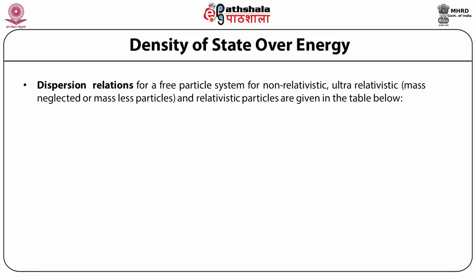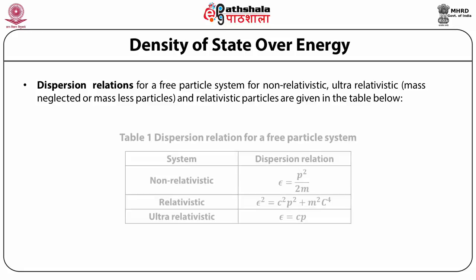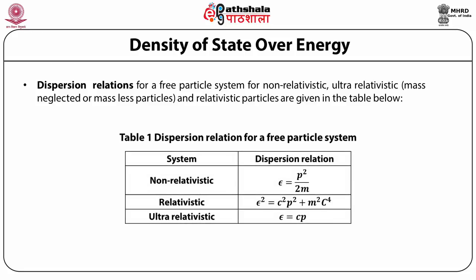Dispersion relations for a free particle system, for non-relativistic, ultra-relativistic (mass neglected or massless) particles and relativistic particles, are given in the table below. For non-relativistic, the dispersion relation is epsilon equal to p squared upon 2m. For relativistic, epsilon squared is equal to c squared p squared plus m squared c to the power 4. And for ultra-relativistic, the dispersion relation is epsilon equal to c p.